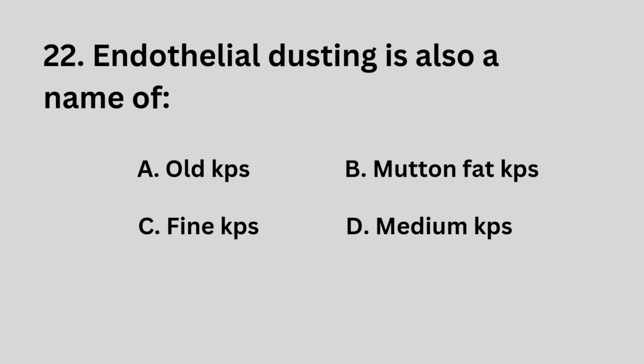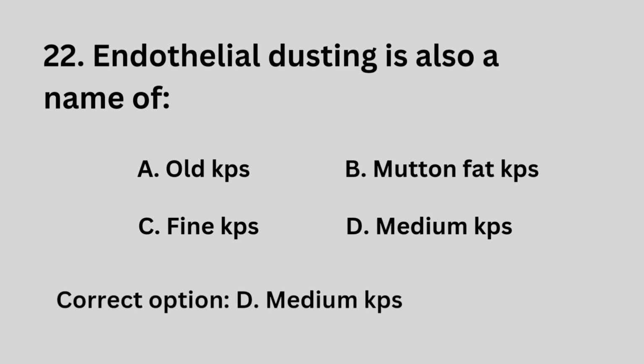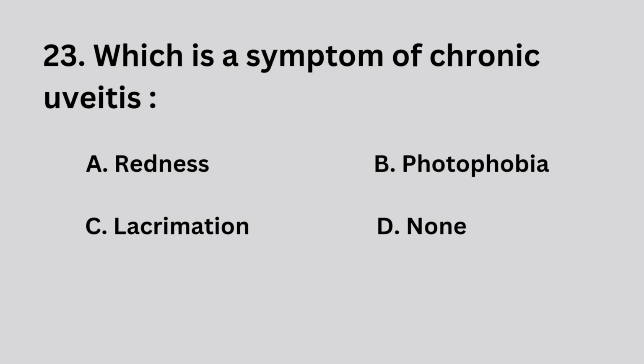Next question. Endothelial dusting is also a name of option A, old keratic precipitates. Option B, mutton fat keratic precipitates. Option C, fine keratic precipitates. And option D, medium keratic precipitates. Correct option D, medium keratic precipitates.